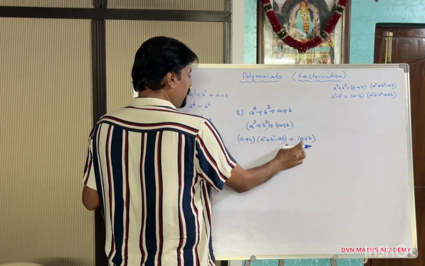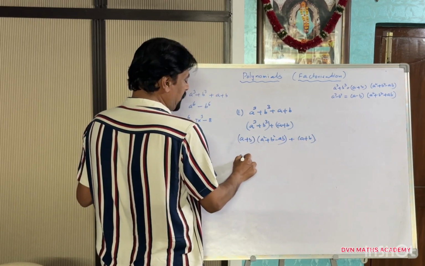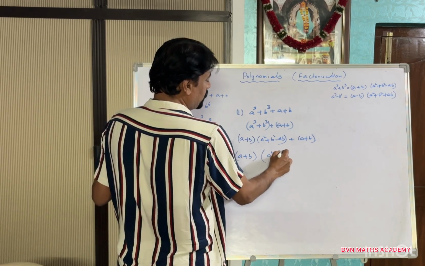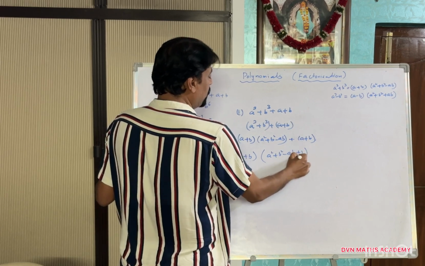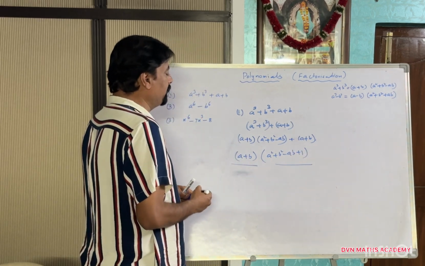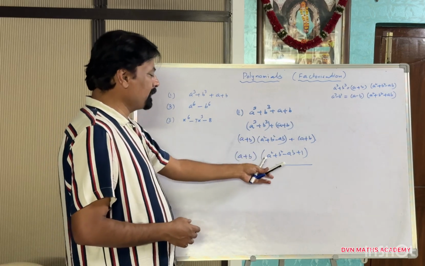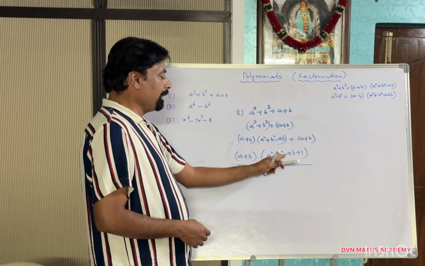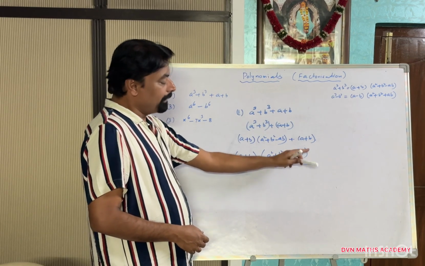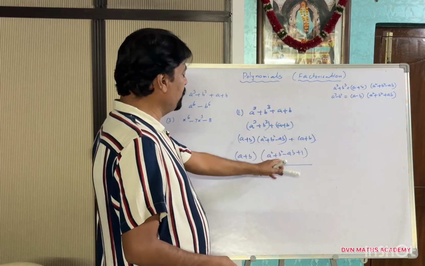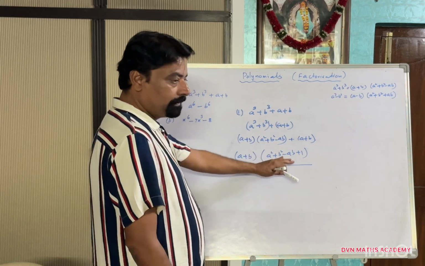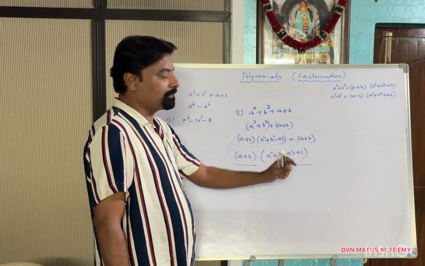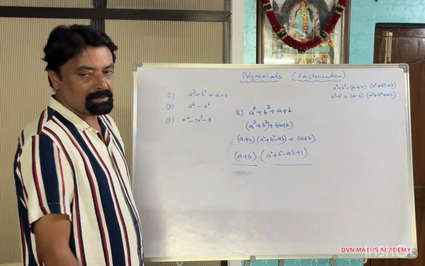Now a plus b is common in both terms. If we take a plus b common, then a square plus b square minus ab is left, plus 1. So these two are the factors of the given question. You could extend it by adding and subtracting ab, which would give a plus b whole square, but it would be minus 1, and that does not happen here. So stop here: a plus b into a square plus b square minus ab plus 1. These two are the factors of the first question.